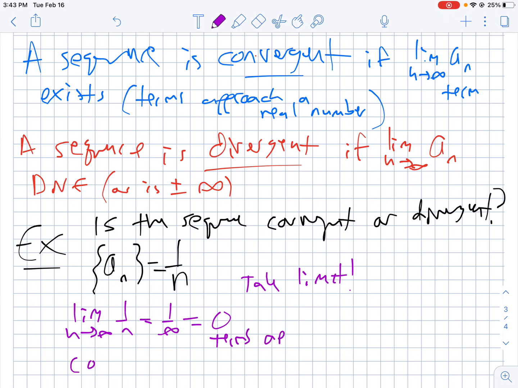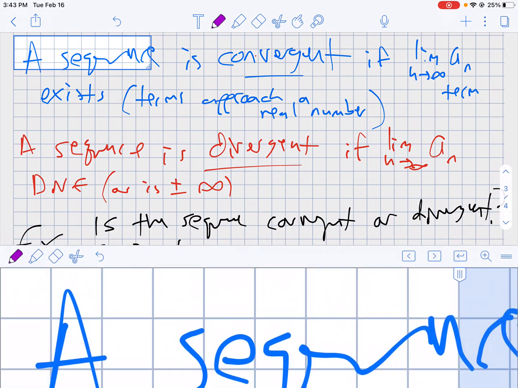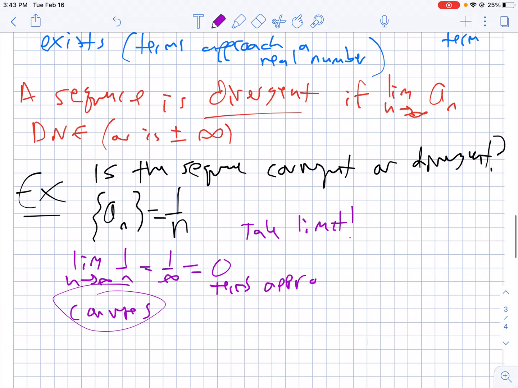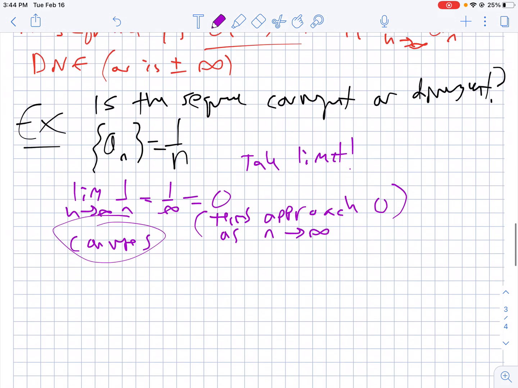Now, that's not the answer, right? Our answer is that it converges because 0 is a number. But the terms approach 0. That's what this means: as n gets bigger and bigger, the terms of this sequence just go closer and closer to 0. That's what this question is asking, what happens to the value of the terms as n goes to infinity. That's the question that we're asking on these types of problems.